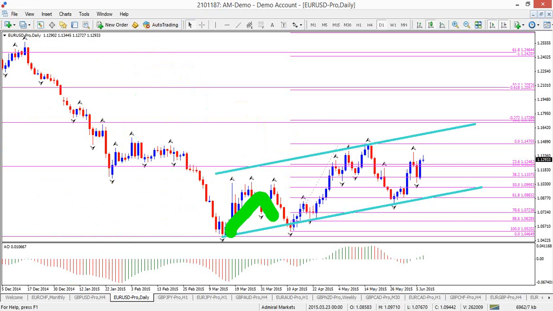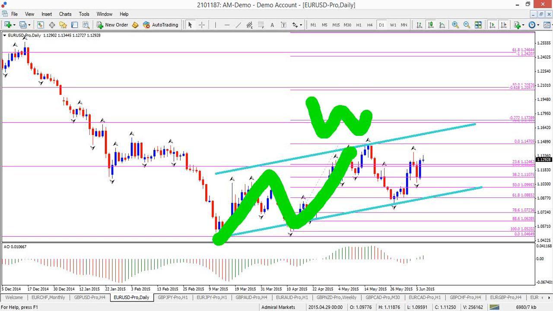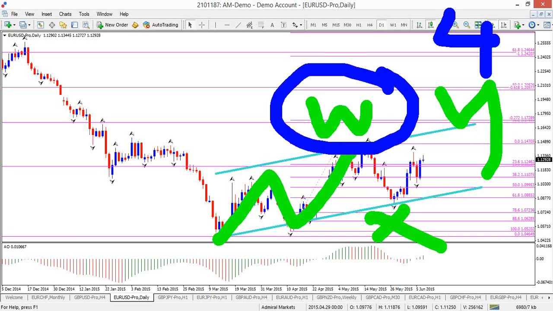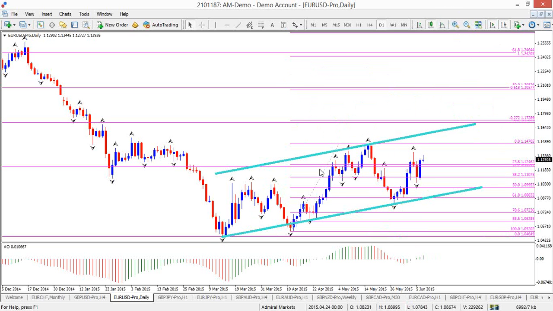And it's an ABC zigzag. It is. However, it didn't stop, in my opinion, at a very important fib. So, in my opinion, therefore, there is a decent chance that this could be an ABC that is a W, and this is an X, and we're going up for a Y of 4. So this is only part of the correction. That's the main scenario I'm looking at.